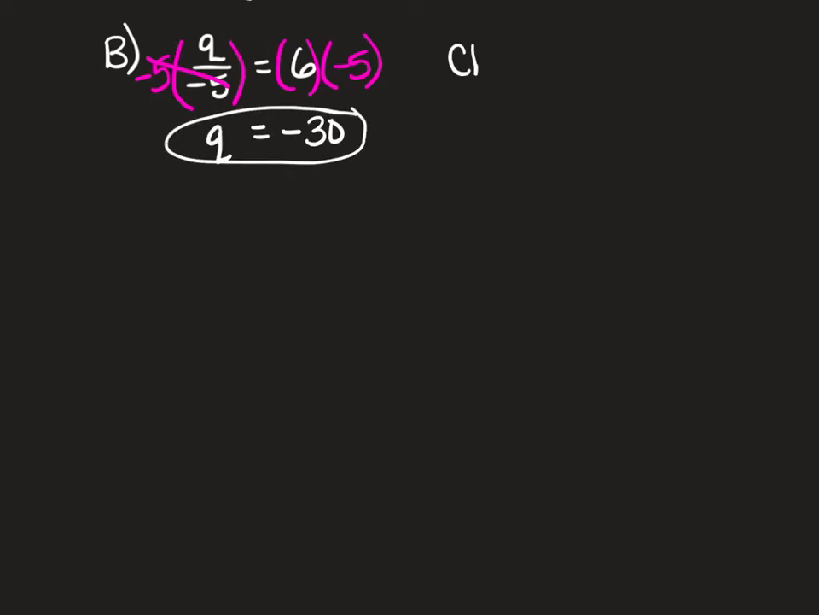To check my answer, I just write the original equation, and I want to see if this is true. So I plug in -30 for q, and -30 divided by -5 is a positive 6. So this is true, so we got the correct answer.